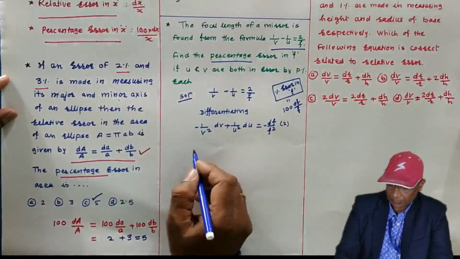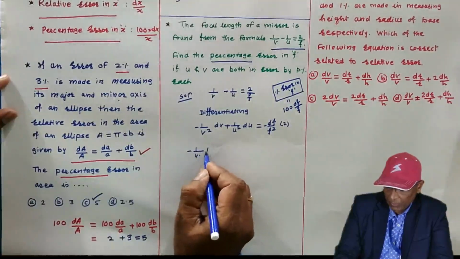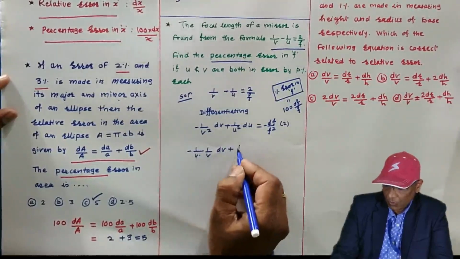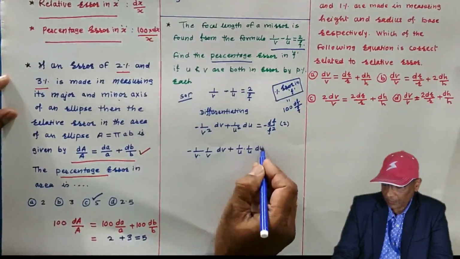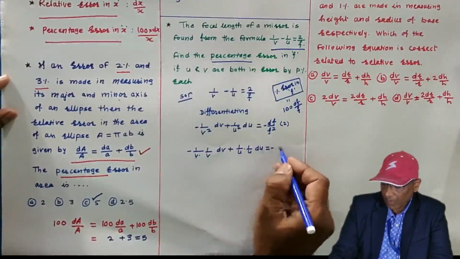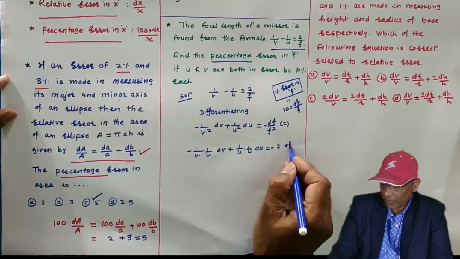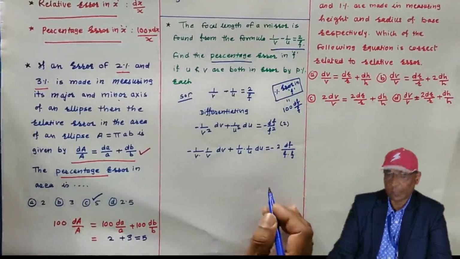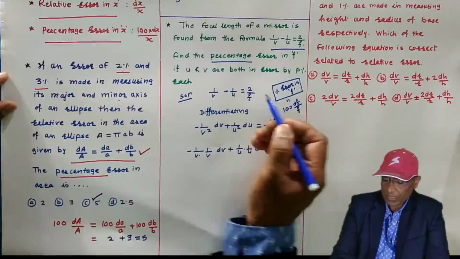Okay, now 1 by v square I am going to split like this, 1 by u square I am going to split like this, and 1 by f square also I am going to split in this way. We have to find the percentage error in f.